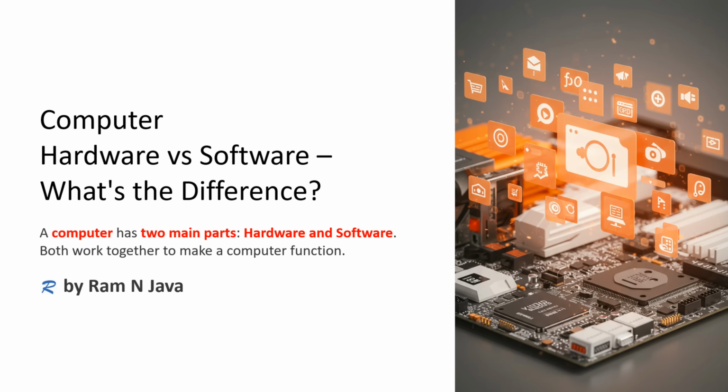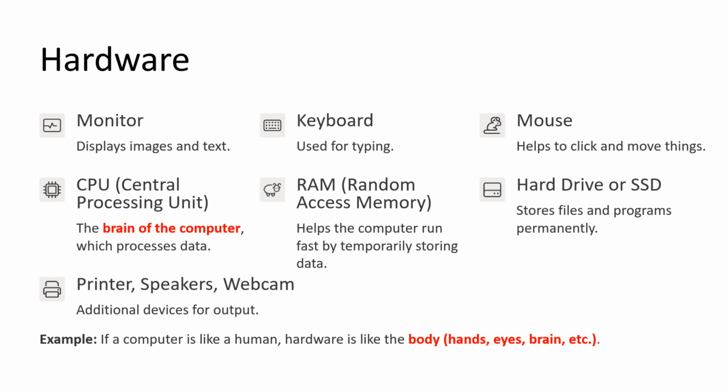In this video tutorial, I will explain the difference between hardware and software in a computer. A computer has two main parts, hardware and software. Both work together to make the computer function. Now we will see the hardware.